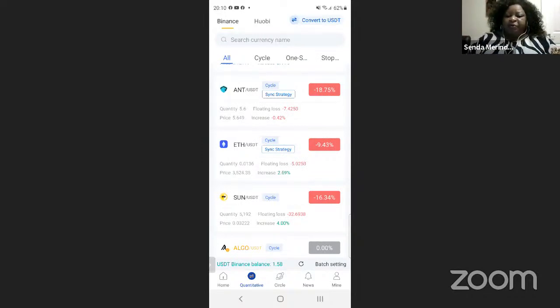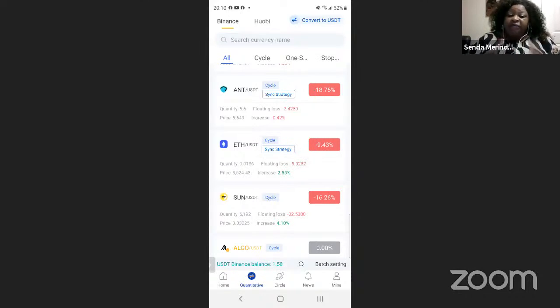And the good news about the robot is that it will never wipe your account away. It will never give you a loss. When the price of those coins is going down, the robot will hold on to those coins. It bought them at a certain price, but it will not sell them at a loss. So it will hold on when the price of that coin starts to go down. And this is what you see on screen, a floating loss.